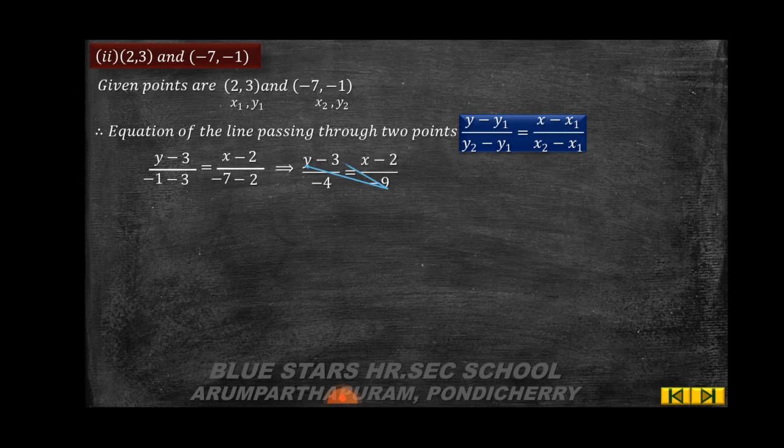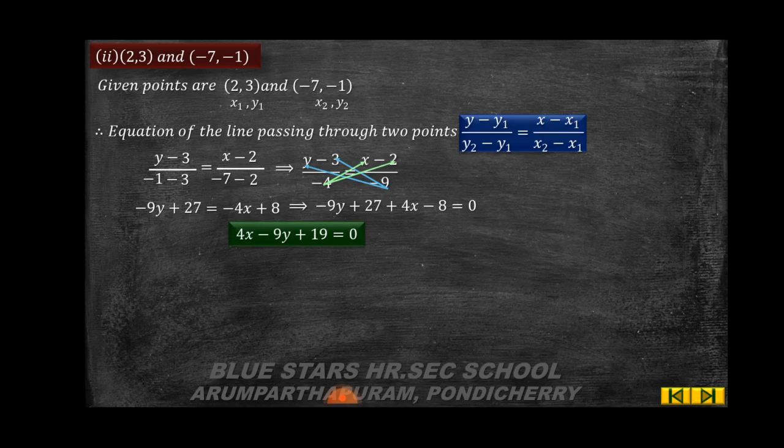Next step is we are going to do a cross multiplication. So minus 9 into y is minus 9y, minus into minus plus, 9 threes are 27, which is equal to minus 4 into x and minus 4 into minus 2, which is equal to minus 4x plus 8. Which implies minus 9y plus 27 plus 4x minus 8 is equal to 0. Therefore, the equation of the straight line is 4x minus 9y plus 27 minus 8, that is plus 19. So, the equation is 4x minus 9y plus 19 is equal to 0.